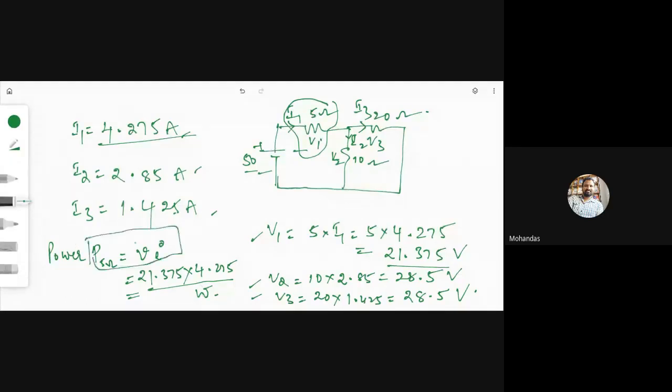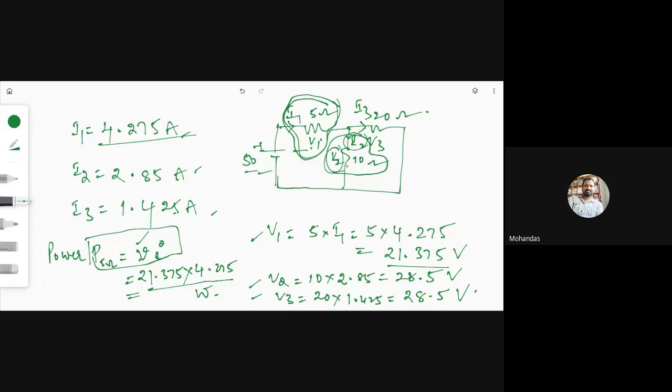We already discussed this power in earlier classes. Simply voltage into current. Power can be calculated as voltage into current, but you have to consider the respective voltage and current through the particular branch. As I consider this 5 ohm resistor, V1 and I1 are the voltage and current. And if you want to calculate the power across this one, then you have to consider voltage V2 and current I2. So you have to take the respective voltage and respective current to calculate the power. Okay.